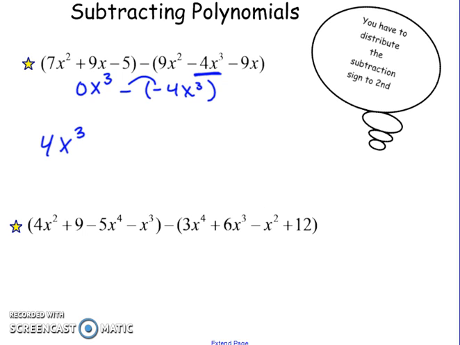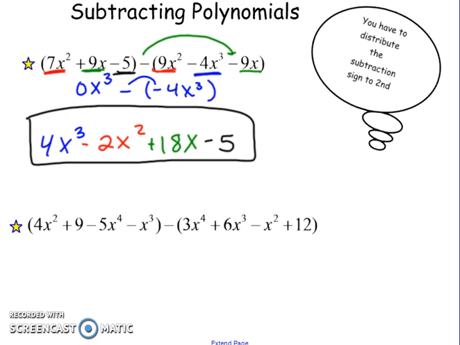Okay, so now we're going to look at the x squared term. So I have a 7x squared, and I have a negative 9x squared. So I'm going to do 7 minus 9, and I get negative 2x squared. And my x terms now, I have a 9x, but I'm subtracting a negative 9x. So that's going to become plus 9x. So now I have 18x. It stays negative 5.